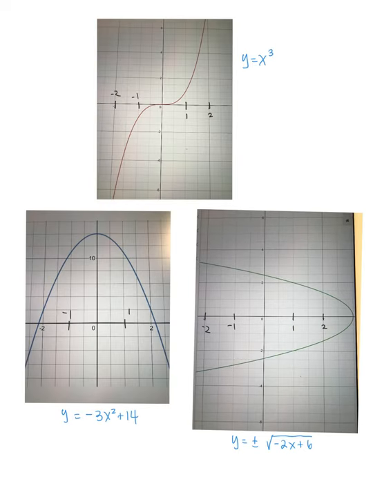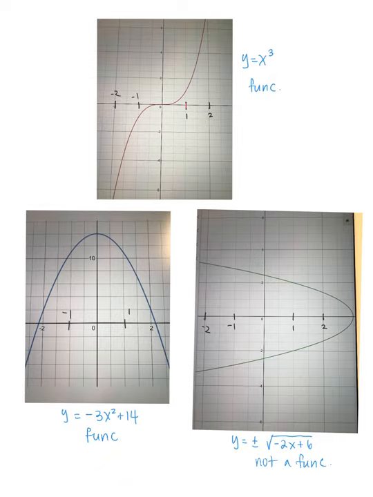Okay, so what I did here was I just put down the graphs of examples A, B, C. So let's do a little recap. When y equals x cubed, we claimed that this is going to be a function. So we already know that this is a function. And for y equals negative 3x squared plus 14, we also determined that it is a function. And the last one is not a function. That was our conclusion.